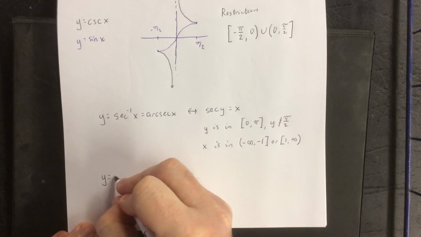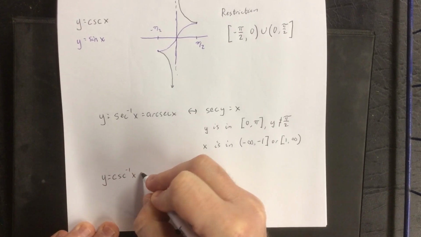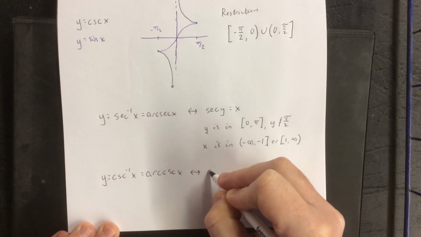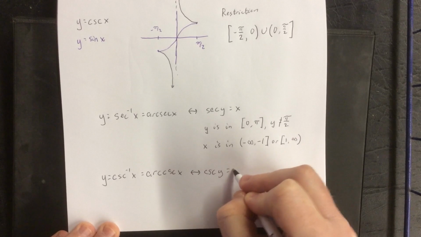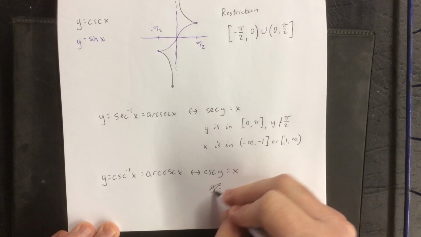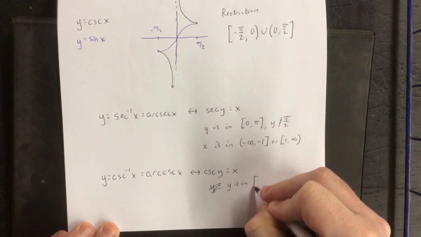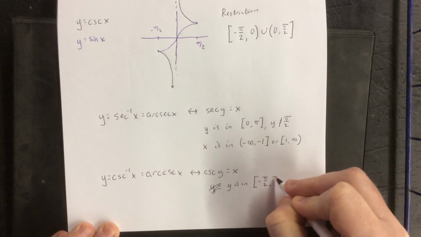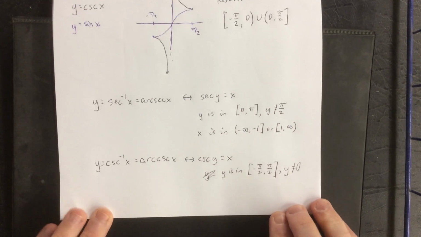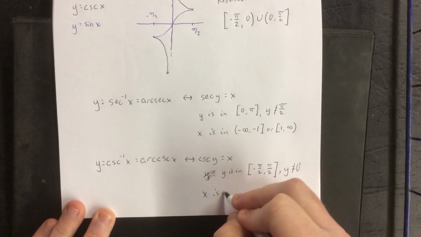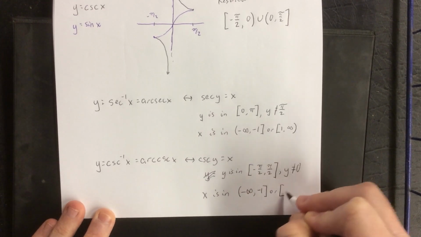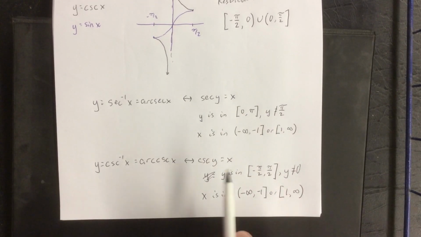Similarly, if I say y is equal to the inverse cosecant of x, or the arc cosecant of x, this is equivalent to saying the cosecant of y is equal to x. Y is now referring to the angle. So we'll say that y is in the closed interval from negative pi over 2 to pi over 2 with the omission of 0, and x, which would be referring to the range of the original cosecant function, will be in a similar boat as the secant.